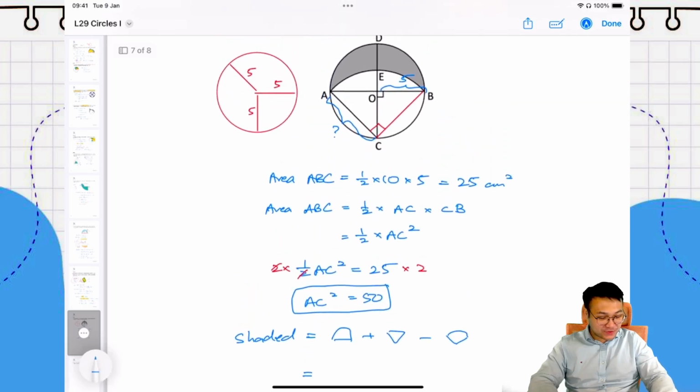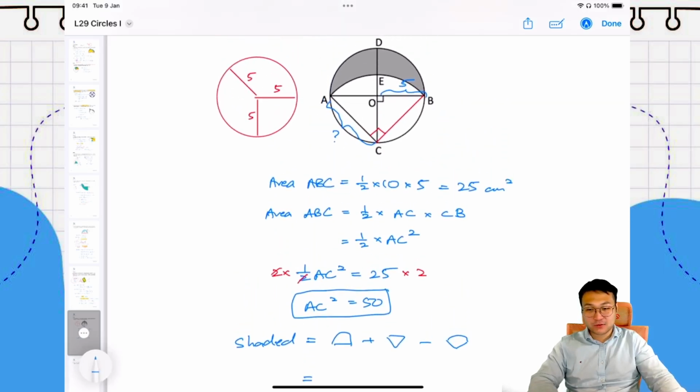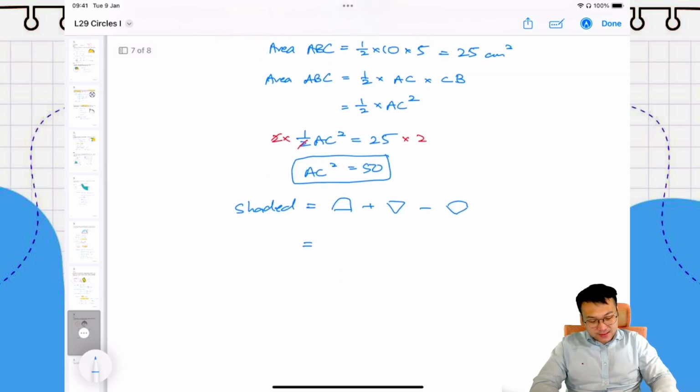Okay, so students, can I give you 2 minutes to calculate the area of the shaded region? Type your answer in the chat. Your time starts now. Okay, the good news is you don't need a calculator for this, okay?